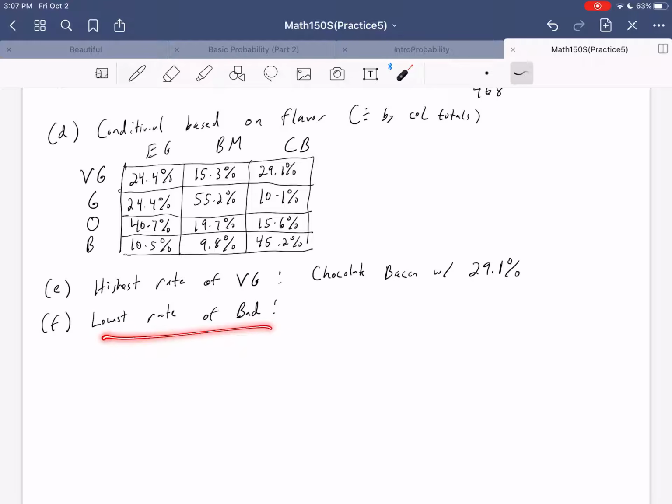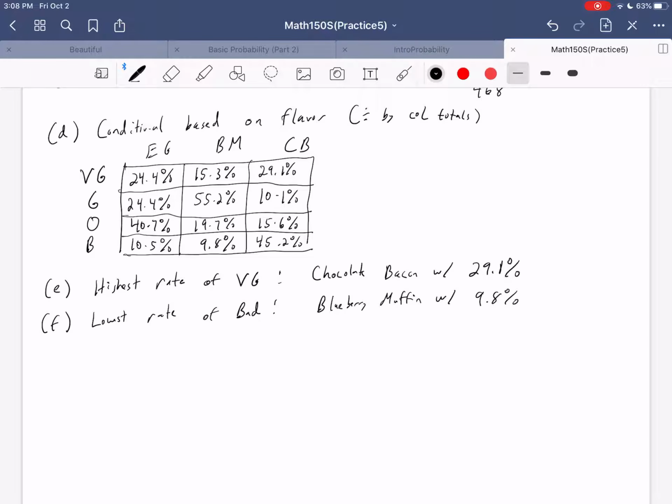So this is its own unique question. For the lowest rate of bad, we can see that Earl Grey had 10.5, blueberry muffin was just barely lower at 9.8, and chocolate bacon was way up at 45.2, which is not a good sign, right? That means a lot of people didn't like that flavor. So the answer here would be the blueberry muffin with only 9.8%. So in other words, under 10% of the people who had that blueberry muffin flavor actually ended up saying it was bad.